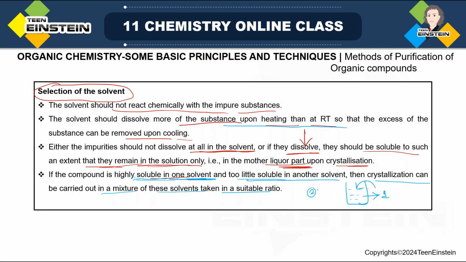Now another solvent, number 2, if you add it dropwise, and you are adding this second solvent in such a way that suddenly you can see some turbidity, that means it is a proof that it is not very soluble in the second solvent. So that is another way we can do the two solvent method, and we can take a suitable ratio.